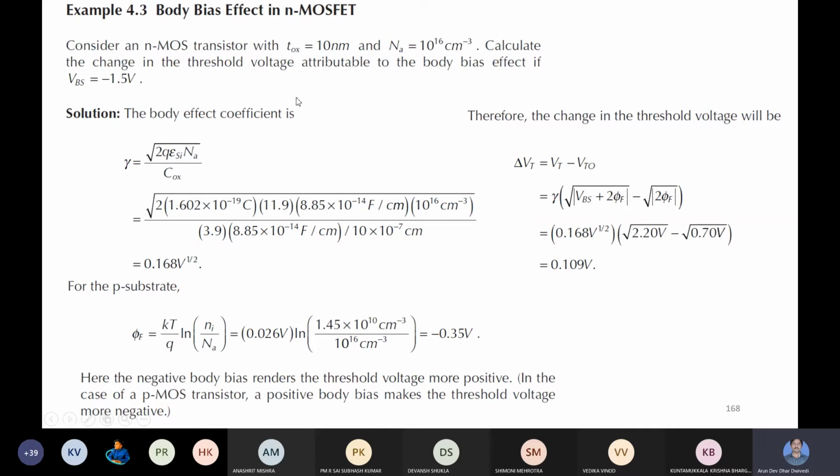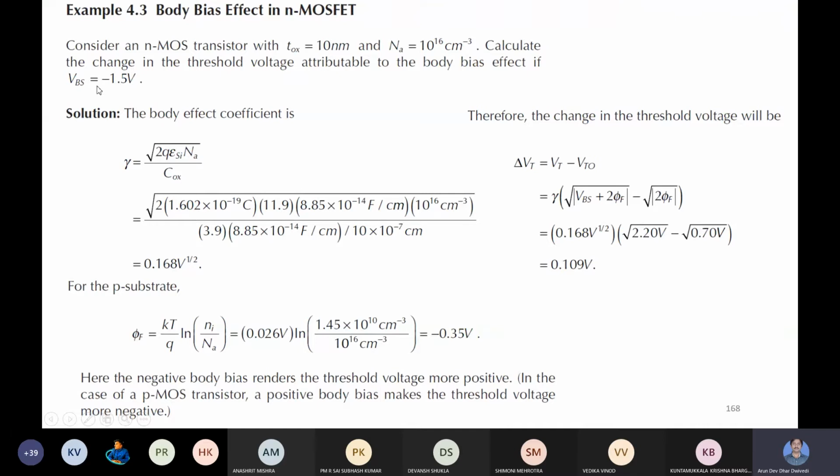Next one, another problem, that is the body effect on threshold voltage and the change of threshold voltage calculation. It is a bit smaller than the previous problem. So consider an NMOS transistor with tox equal to 10 nanometer and Na equal to 10^16 per centimeter cube. Calculate the change in threshold voltage attributed to the body bias effect with VBS equal to minus 1.5 volt.